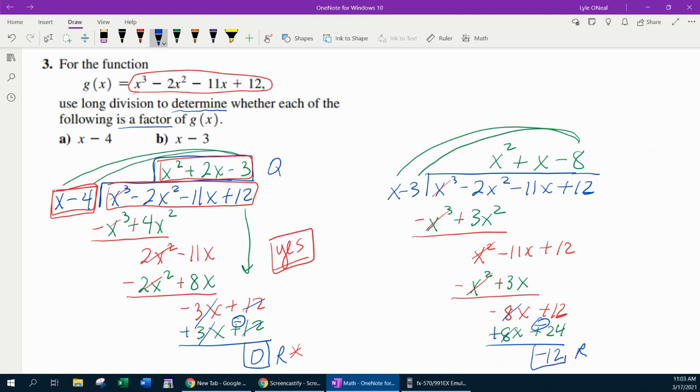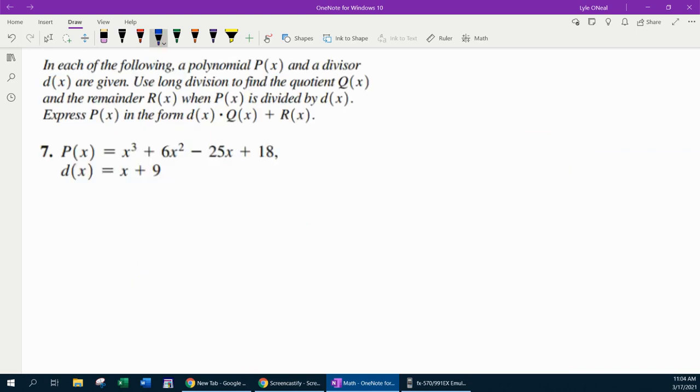That is not a 0 remainder. So that means that x minus 3 is not a factor. And so we would simply put no, that's not a factor. So do you understand the premise here? The fact that the remainder, whether it's 0 or not, is going to determine whether your divisor is a factor or not. Next, number 7.